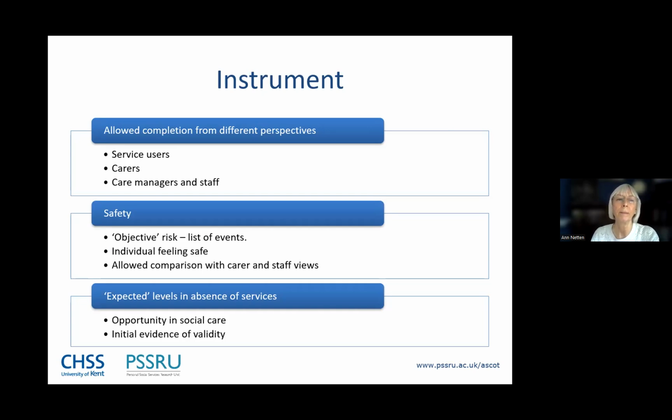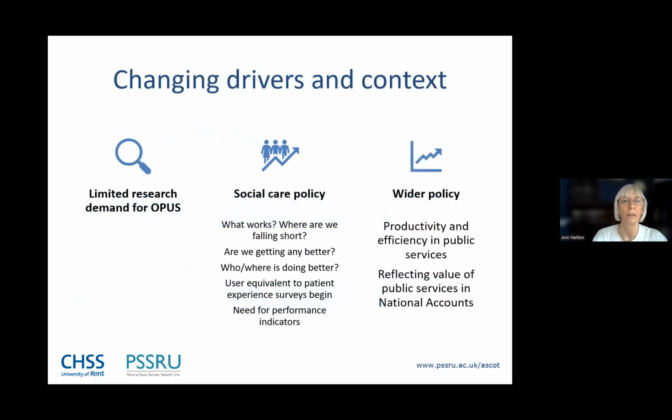So we included in the measure an objective risk to be reflected through a list of events, such as had they had a fall in the last few months, or had they left the gas on or set fire to things, the sort of things that people were often worried about for older people, and older people often weren't worried about for themselves. The expected level we found did work, and we had initial evidence of validity. So that was where that first instrument looked.